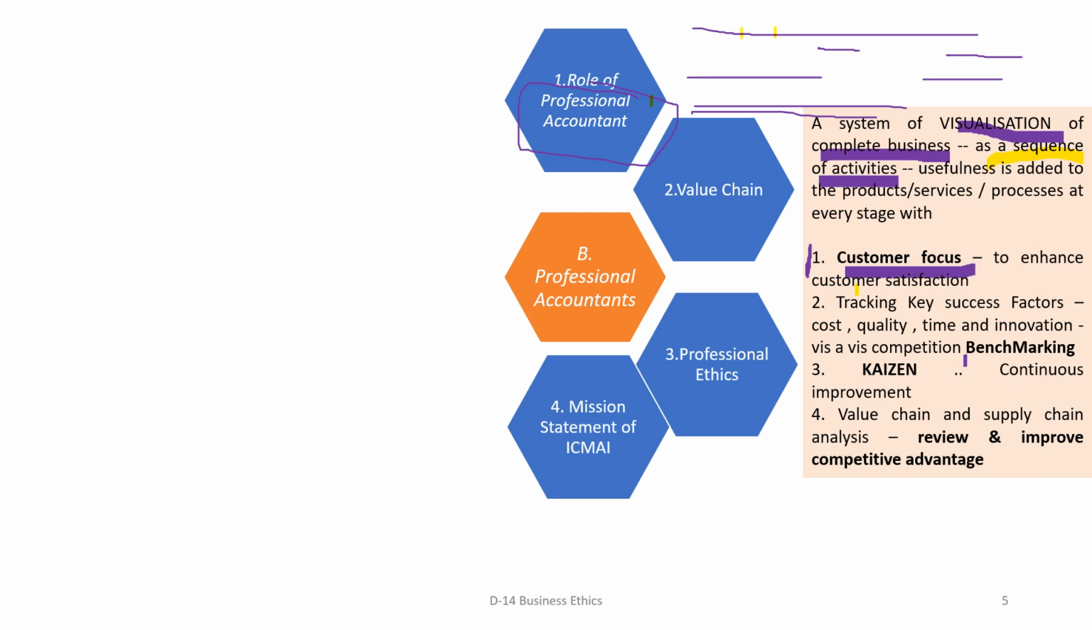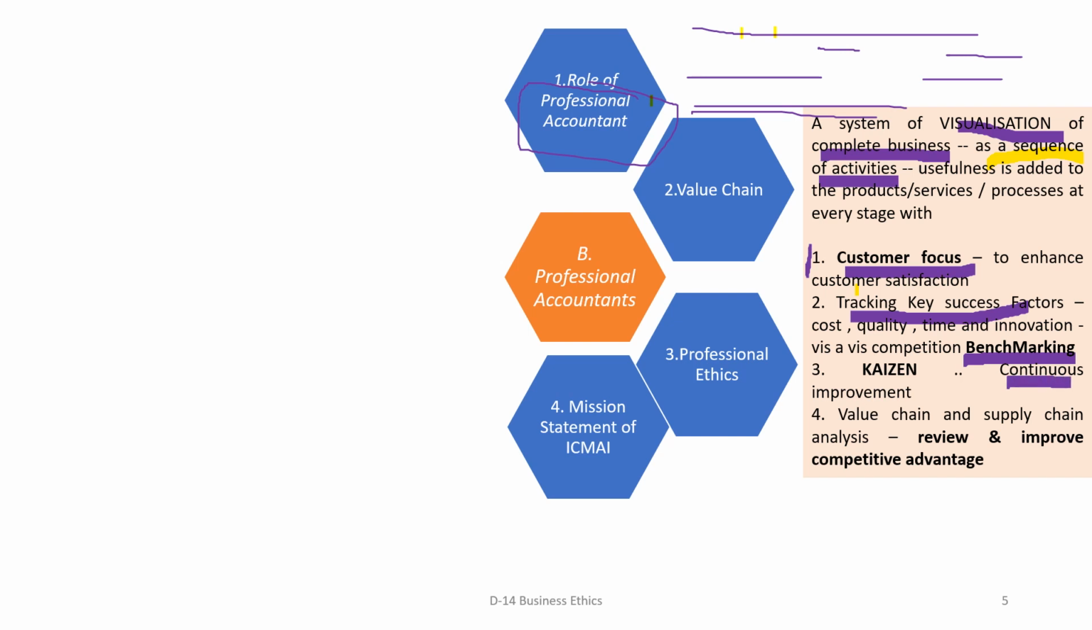Second, every business survives by benchmarking. My product should be better than my competition. My service should be way ahead of him. The way I service my customers should be unmatchable. Only then I can beat the competitors. Therefore, a professional accountant and a professional advisor tracks the key success factors in a business.